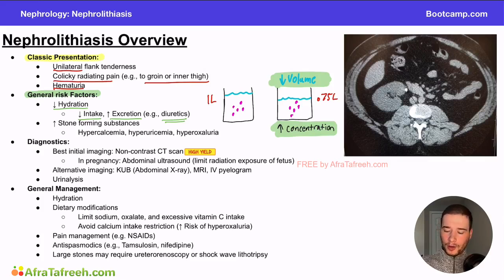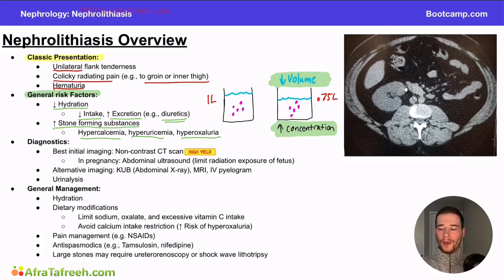Another general risk factor is going to include an increased amount of what we call stone-forming substances. So hypercalcemia, hyperuricemia, or hyperoxaluria. We'll talk about these in future videos. These are all things that form stones. Calcium stones are very common. They can bind to a lot of different things. One of the more common stones is the calcium oxalate stone. So it should make sense to you then that an increased amount of these substances, right, is again going to increase the concentration, increase the risk for precipitation, and ultimately forming stones.